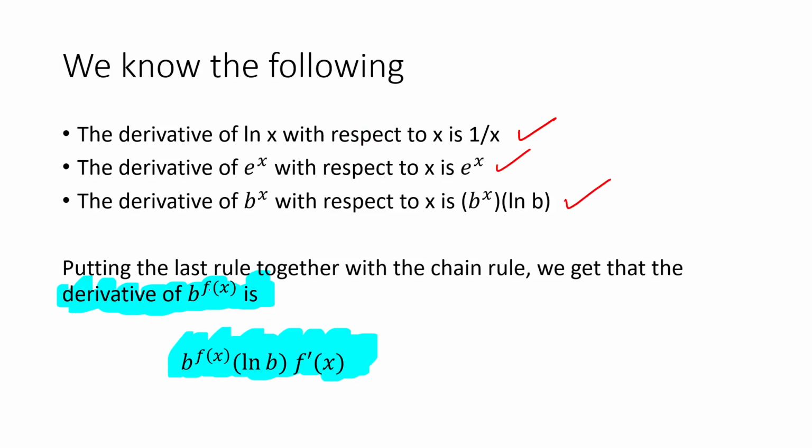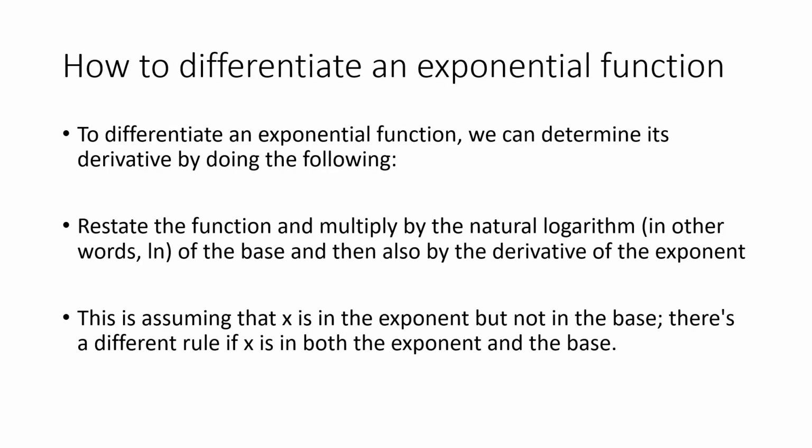And then putting that together with the chain rule, the derivative of b to the f of x will be b to the f of x times ln b times f prime x. And that's assuming, in each of those last two rules, that b is a scalar. So a short way of saying this is to differentiate an exponential function, determine the derivative by simply restating the function and multiplying by the natural logarithm of the base and also by the derivative of the exponent.